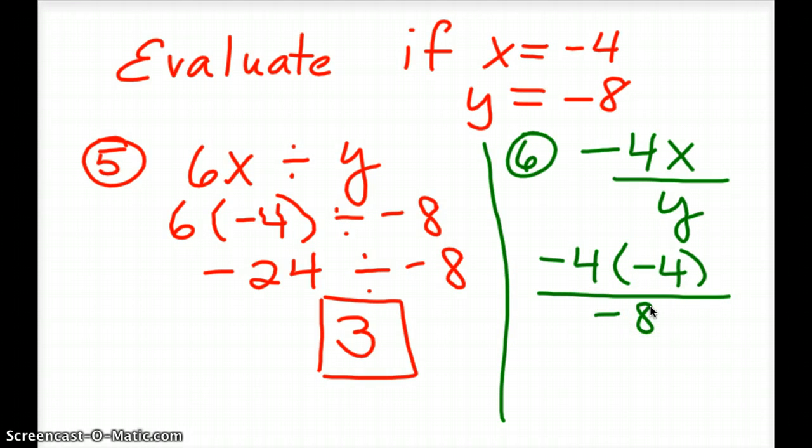Now, what would we have to do first with this, Mr. Pansini? I think you have to do the top, the multiplication. You have to have that simplified before you do the division. So what is negative 4 times negative 4? Positive 16. Alrighty. Positive 16 divided by negative 8. A positive divided by a negative is always a negative. Negative 2. Not 8, people.